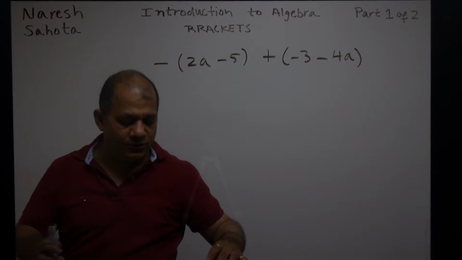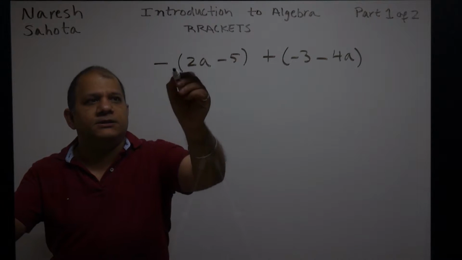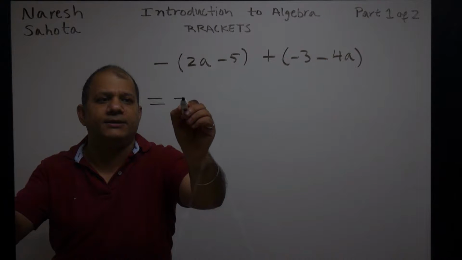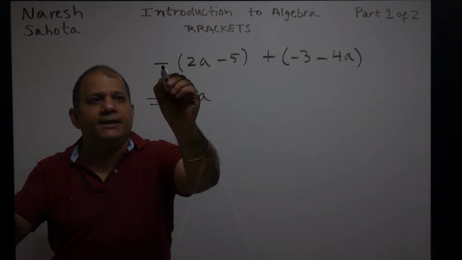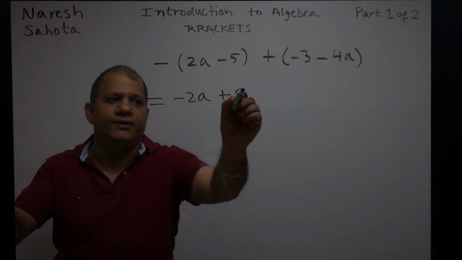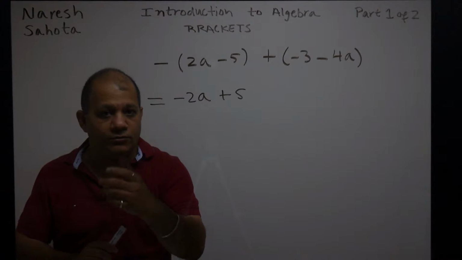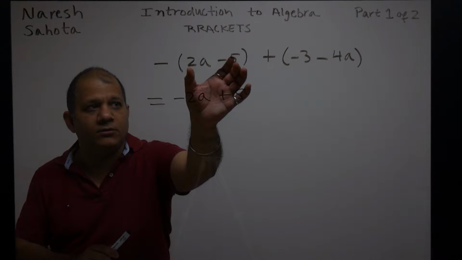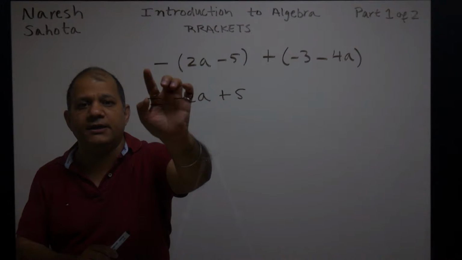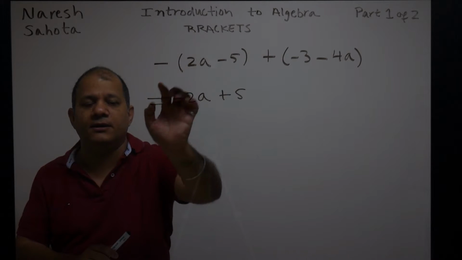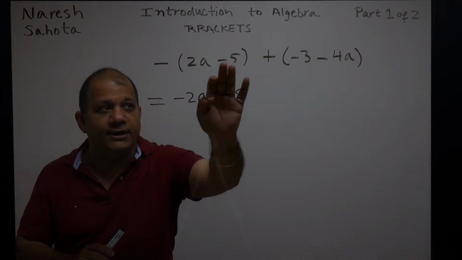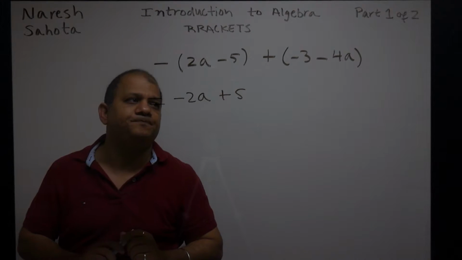Okay, so now this is a factor of -1. So -1 times 2a is -2a. -1 times -5 is going to be +5. Or we can take the shortcut, right? Whatever comes out of the bracket is going to change sign because we're multiplying by a factor of -1. So +2a becomes -2a, -5 becomes +5.